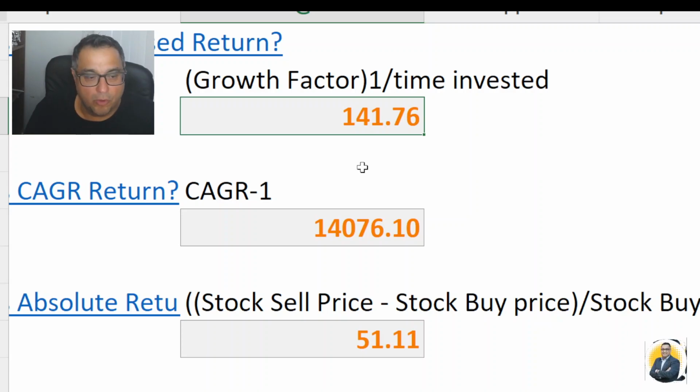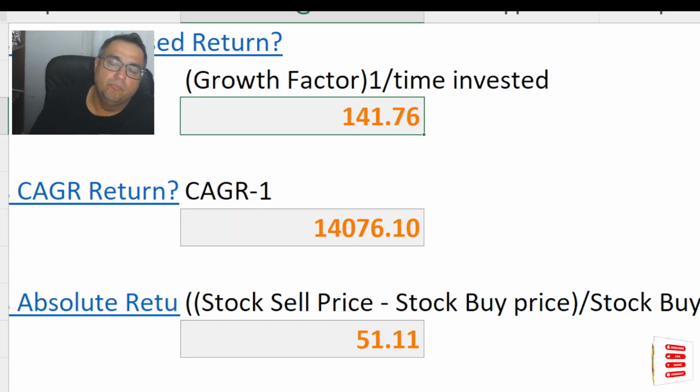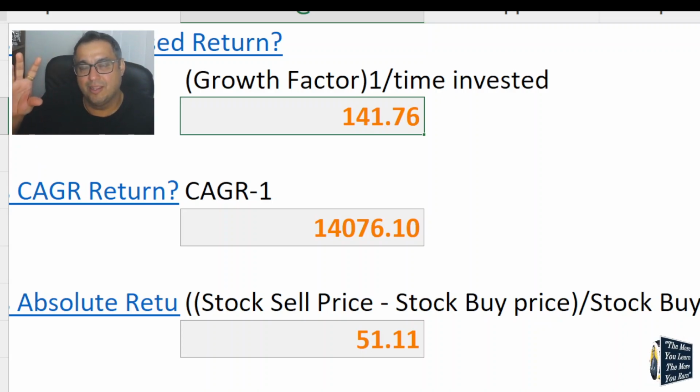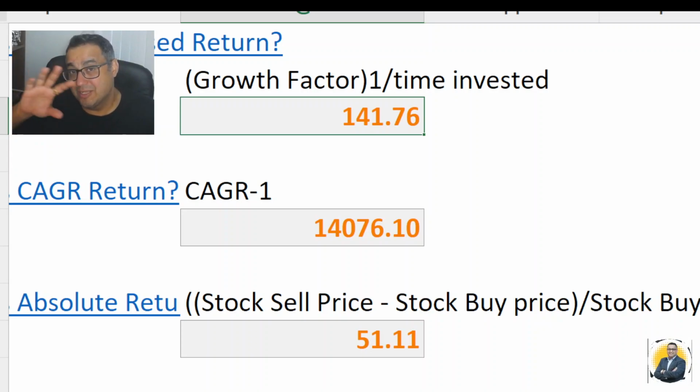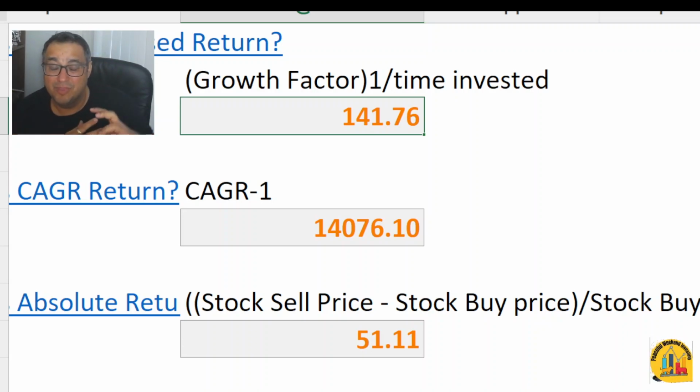So what we talked about, and let's quickly talk about the pros and cons. From the benefit side of it, you have a clear understanding. It's a simple way of doing the mathematics and understanding it. It tells you what your compounded annual growth rate is.